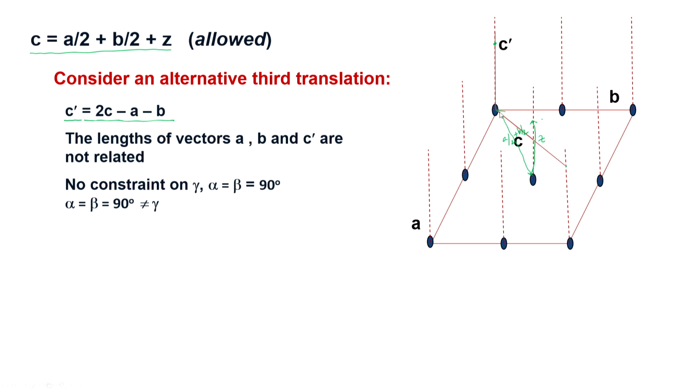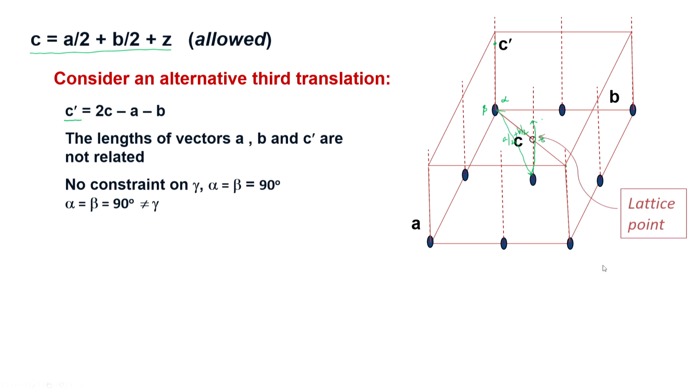Again, since the magnitude of the C vector can be arbitrary, the C prime vector length would also be arbitrary. So, again A, B and C prime are not related to each other. However, the angles alpha and beta are 90 degrees, while gamma is unconstrained. So, again this is a definition for a monoclinic lattice, but this time there is a lattice point in the body centered position, and therefore, this should be called a body centered monoclinic.